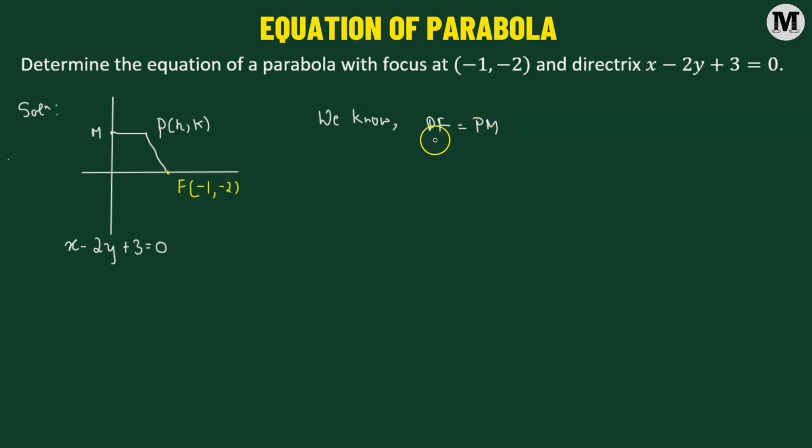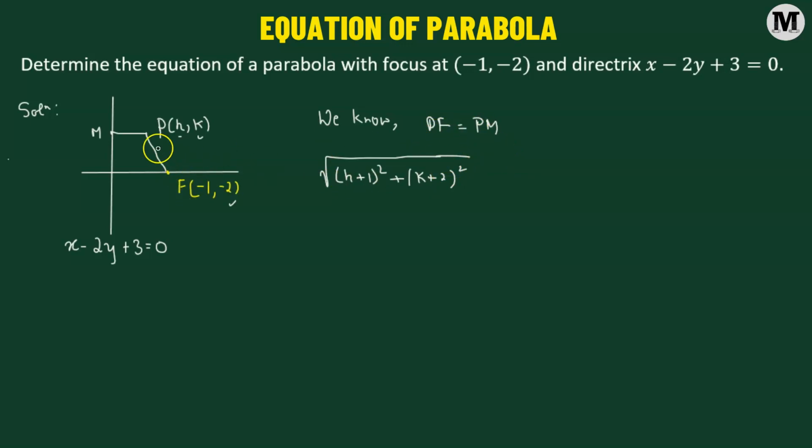Now we can easily find the distance PF as well as the length PM. To find the length PF, all we have to do is use the distance formula. So here we will take the square root. Underneath the square root, we need the difference of the x coordinates, which will be h minus (-1), so we get h plus 1. We need to square this value and then add it to the difference of the y coordinates, which will be (k plus 2) whole squared. So we have obtained the length of PF.